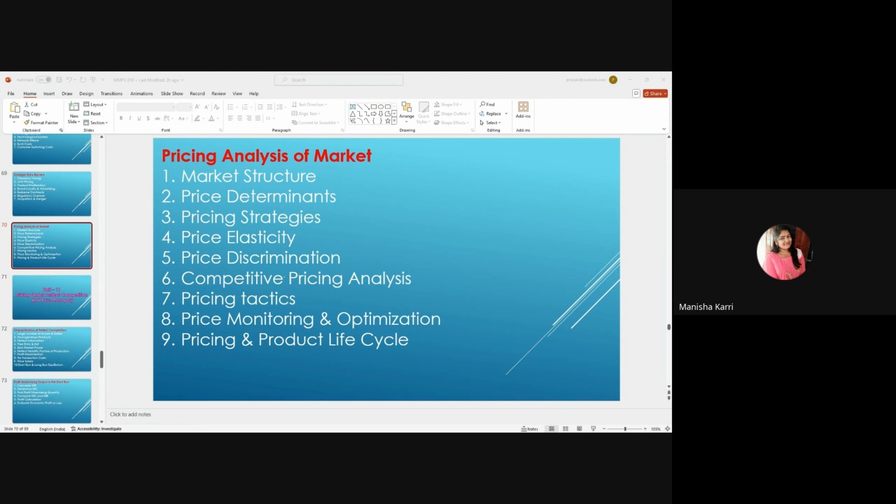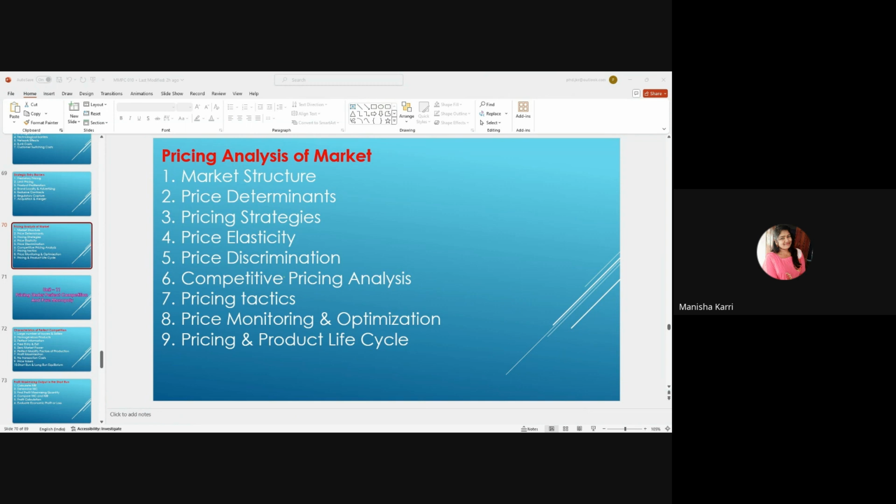Next one, competitive pricing analysis. It means analyzing competitors' pricing strategies and adjusting pricing accordingly. Price leadership and price wars all come under competitive pricing analysis. Next, pricing tactics.